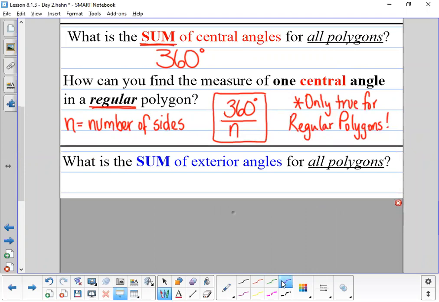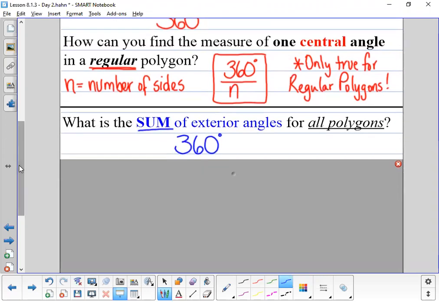What is the sum of the exterior angles for all polygons? Remember, exterior angles are the ones formed when you extend one side of the polygon. When we did that table where we looked at the triangle, the hexagon, the octagon and the decagon, we noticed a pattern: no matter how many sides your shape has, the exterior angles always add up to 360 degrees. So the sum of the exterior angles for any polygon, whether regular or not, is 360 degrees.